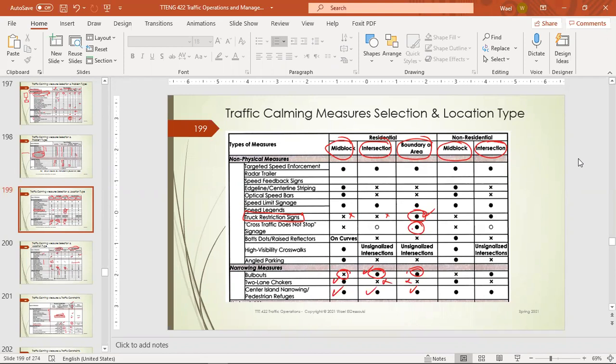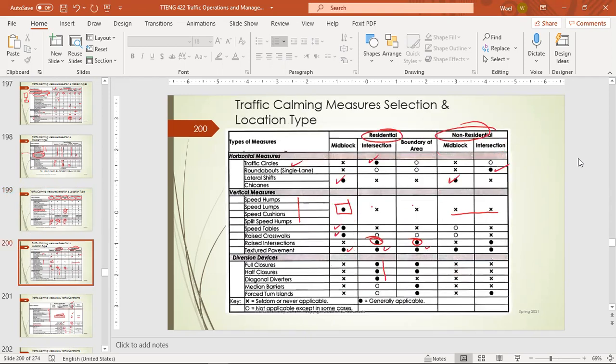Again, for narrowing measures, for the bulb outs, we use it at intersections. And I showed you yesterday an example for an intersection in the city of Raleigh in North Carolina, USA. Here, two-lane chokers, usually that's in the mid-block. The central island can be anywhere, mid-block or intersection or at the boundary area.